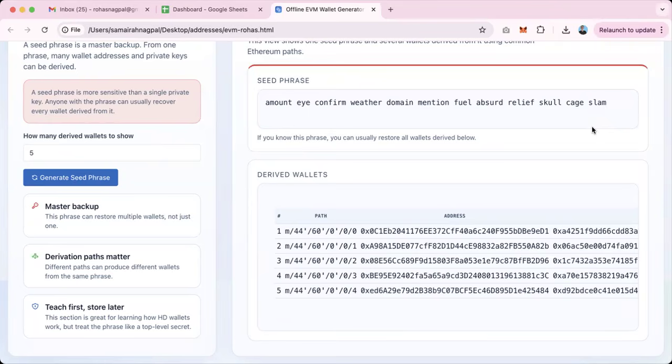I have a question. Apart from generating the wallets, does it also indicate which chains they belong to? That's a very good point. When we look at these 12 words, the 12 words do not belong to any chain. However, when we look at these wallets, yes, there are some ways we can make out.